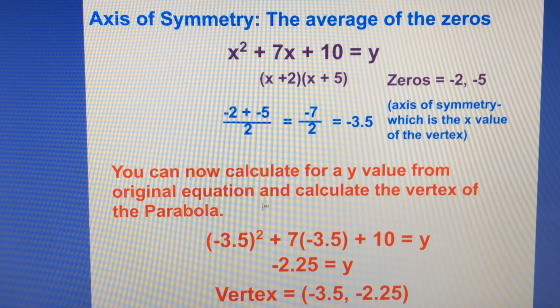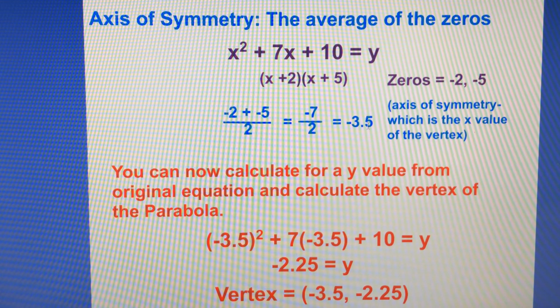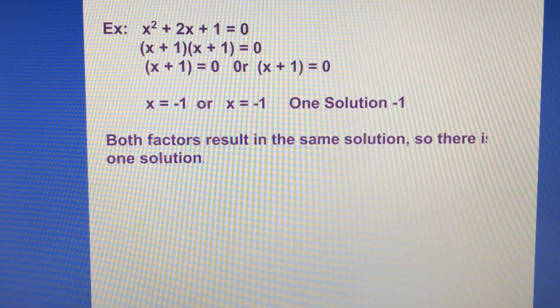You can now calculate a y value from the original equation to calculate the vertex of the parabola. So I'm going to have my axis of symmetry and I'm going to have my vertex. And we all know that the vertex is going to have the x value of the axis of symmetry. All I needed was the y value.